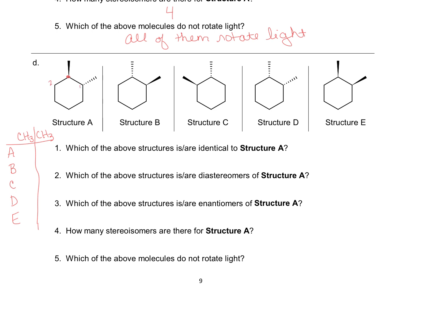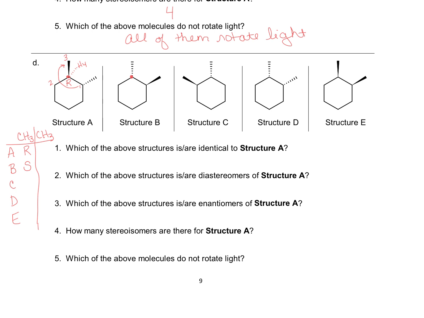So 1, 2, 3. Hydrogen is in the back. It's 4. So this one is what it is. It's going to be R. So this one is R. Structure B is opposite at that site. So it will be S.